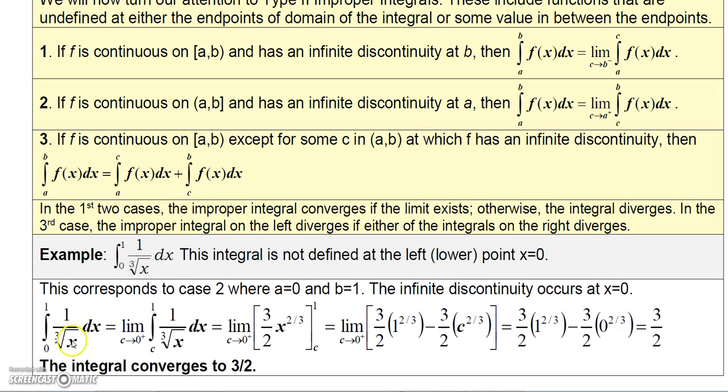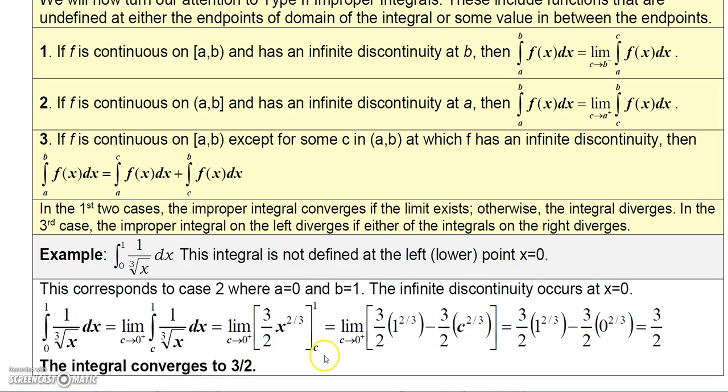So what I would do here is rewrite this integral as an integral from c to 1, and then take the limit of that as c approaches 0 from the right. Now you can easily integrate this using the power rule. That's going to be x to the negative 1/3, and if you integrate that, you'll get x to the 2/3 times 3/2.